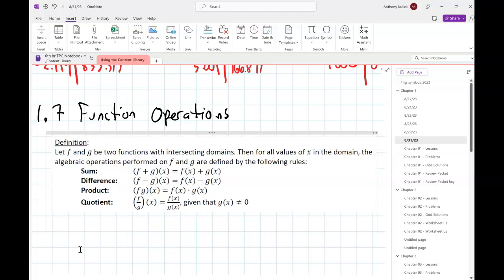F times g of x is just going to be f of x times g of x. I can just multiply the 2 individual functions. And f divided by g of x is just going to be f of x divided by g of x, provided that g of x is not 0. Why do we have that extra little caveat in there where g of x can't be 0? Because it's in the denominator, right? And we know that we can't divide by 0.